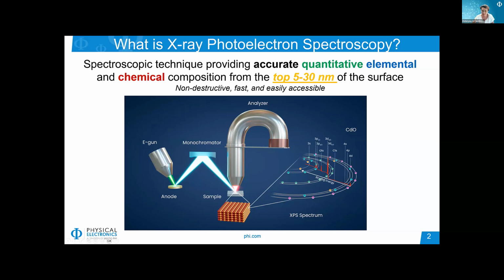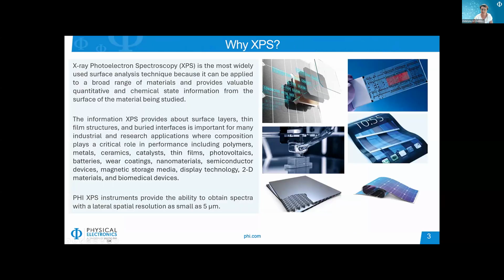As we look at the process of XPS, we have a sample that is being bombarded by X-rays, and these X-rays eject photoelectrons, hence the name X-ray photoelectron. Based on the kinetic energy of the electron that is being analyzed in the analyzer, we can determine the binding energy of the electron, and that provides us information on what element is present and what is its chemical state.